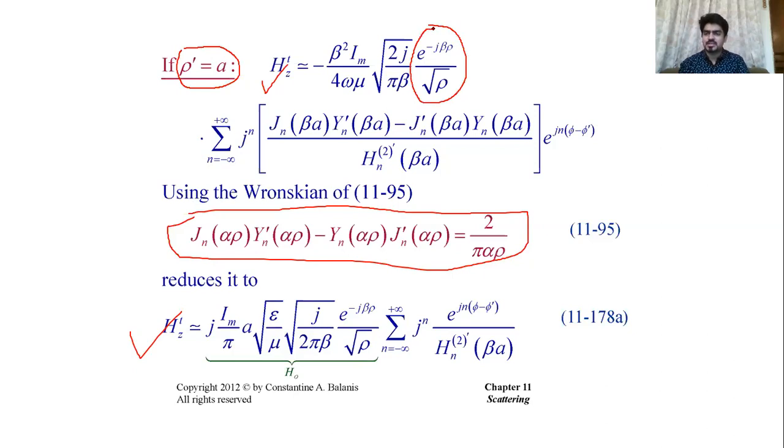So what we have done is we have moved our observation point to the far field, that is, beta rho is much greater than 1. So it's in the far field. Our observation point is in the far field, and at the same time we moved our point source to the surface of the cylindrical structure. And when we do that, this will be your reduced expression for the far field magnetic field, which will have a z component.